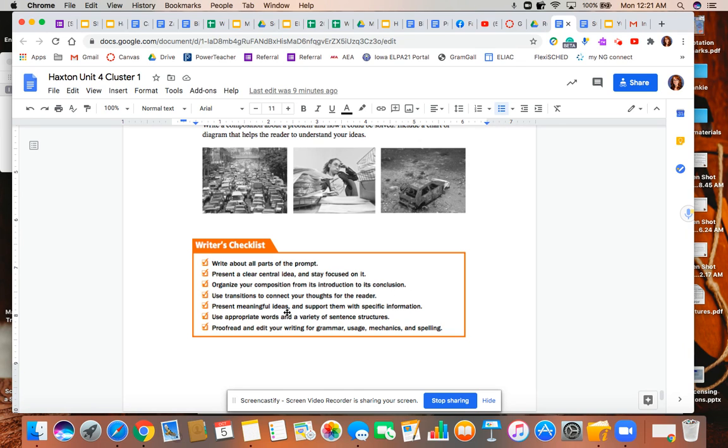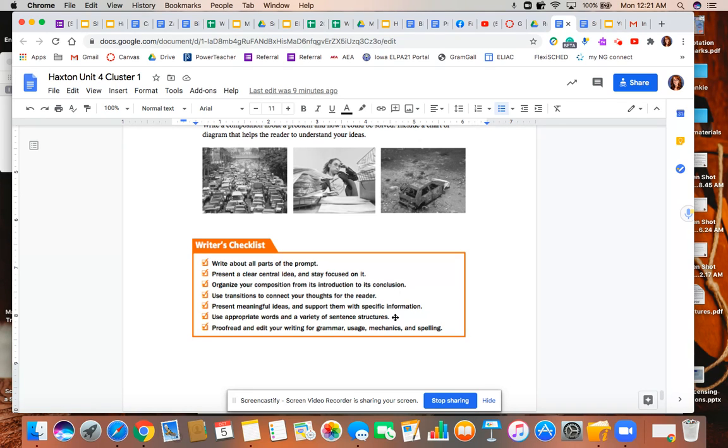Okay, you need to put forth your brilliant ideas into this paragraph, and you need to support your ideas with specific information, specific ways that your solution could happen, and what people would need to do to make that possible. The next thing you need to do is use appropriate words. Okay, just use the best words that you have in your vocabulary, and use a variety of sentence structures.